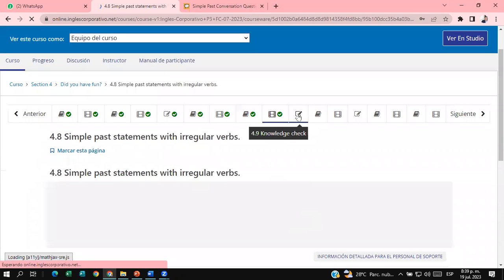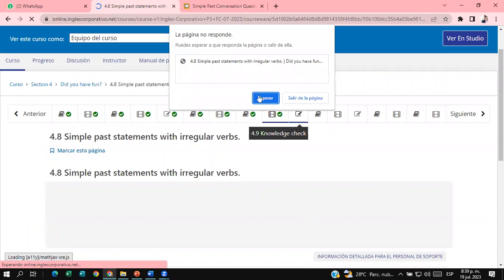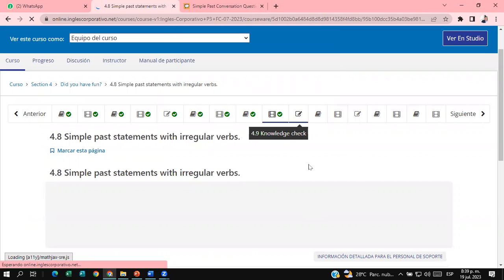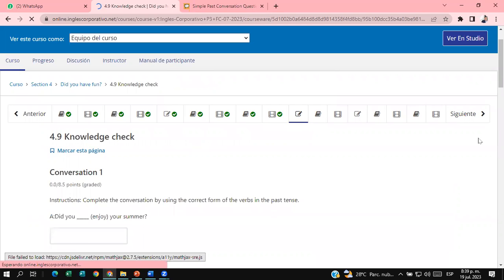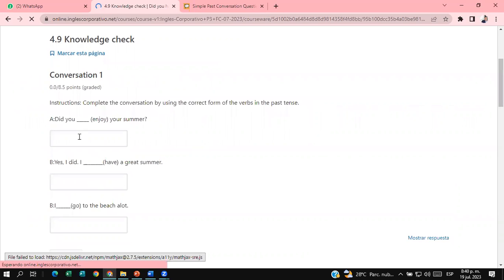Es very important memorize the verbs. Esa es una obligación para ustedes. Memorizarse los verbos. Eso les va a servir para toda su vida. Thanks. You're welcome. A mí me costó, créanme.